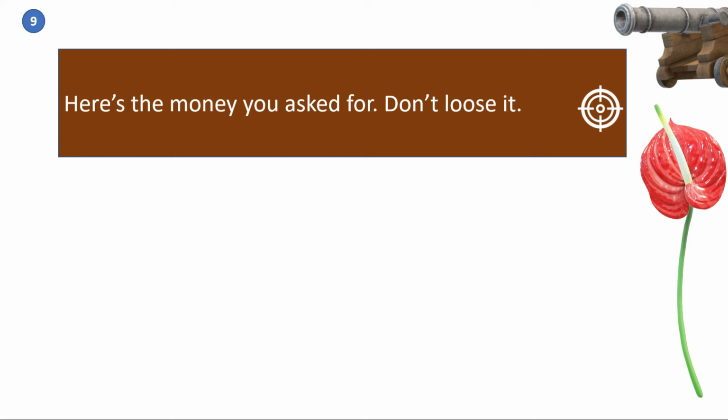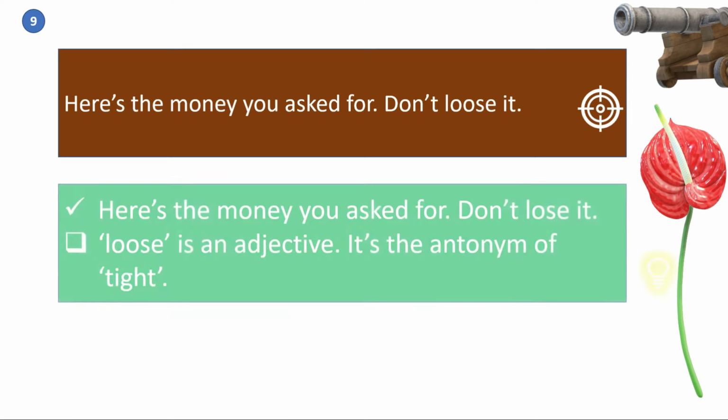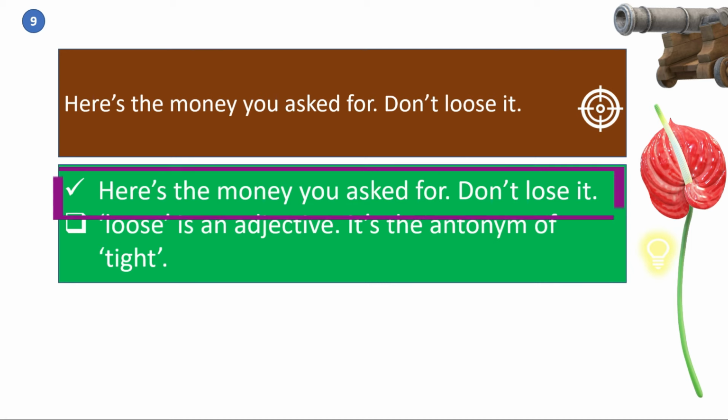Here's the money you asked for. Don't lose it. What's wrong here? Here is the money you asked for. Don't lose it. This is the correct one. You might have noticed the spelling difference there.